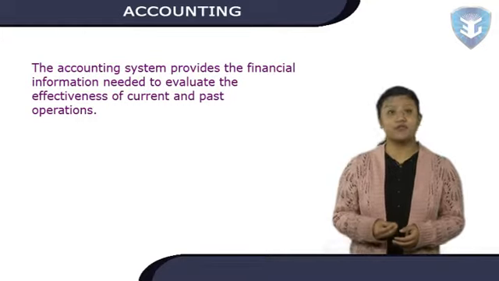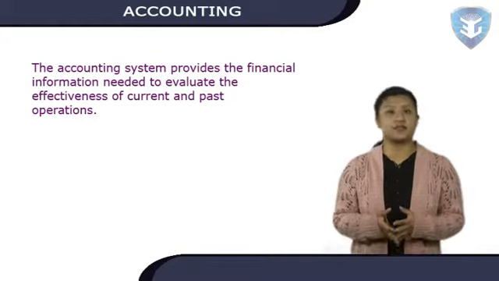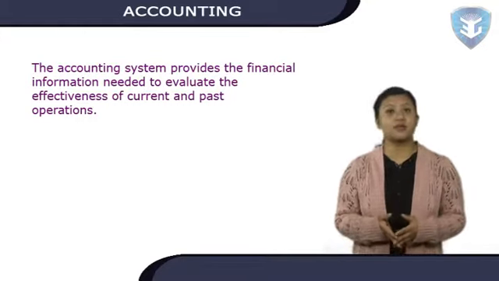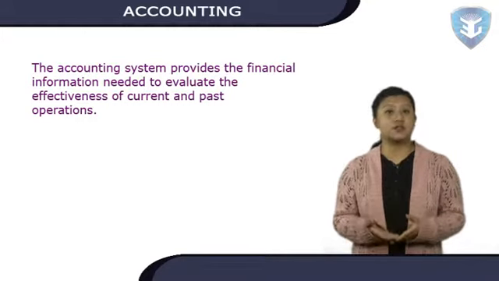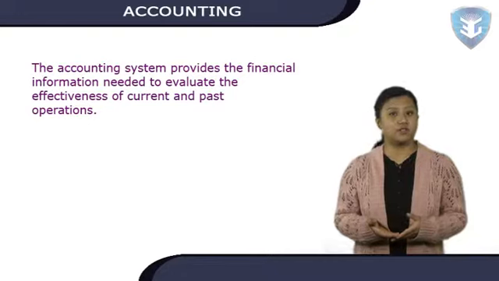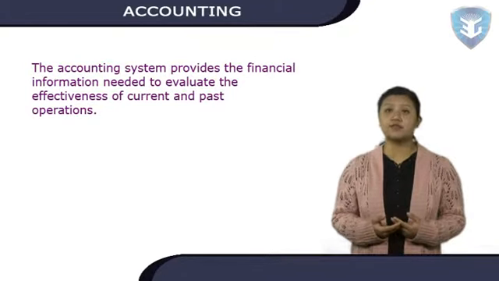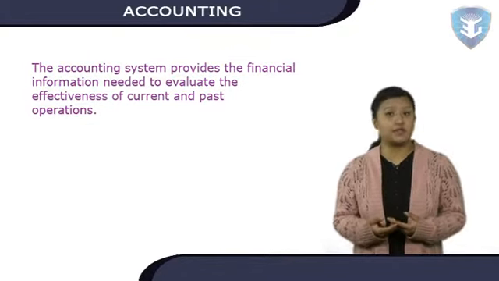Accounting as an information system is the process of identifying, measuring, and communicating the economic information of an organization to its users who need the information for decision making. It identifies transactions and events of a specific entity.